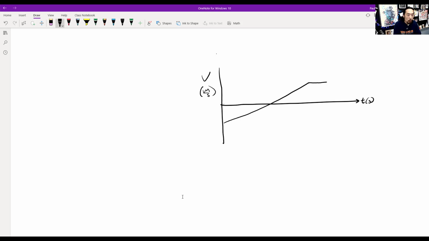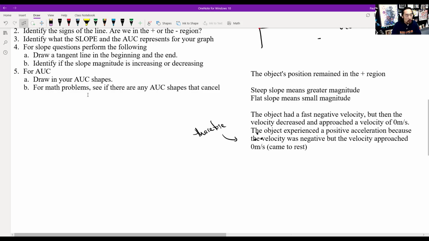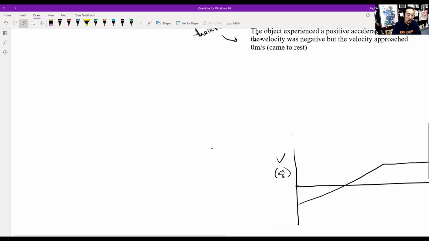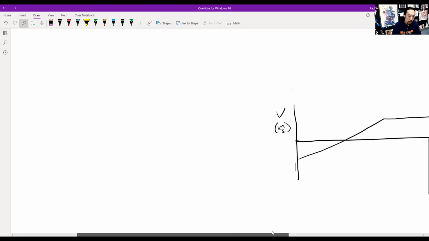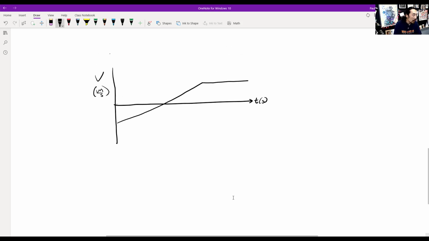Okay, so let's take a look here. Take a look at my line. The first thing that you should do, according to my list, is draw in your area under the curve shapes. I'm going to show you that technique right now, and let me go into the explanation as to why that's important. So here we have this velocity time graph, and I'm going to shade in my area under the curve. To shade in the area under the curve, you go from the line itself to the x-axis like this.